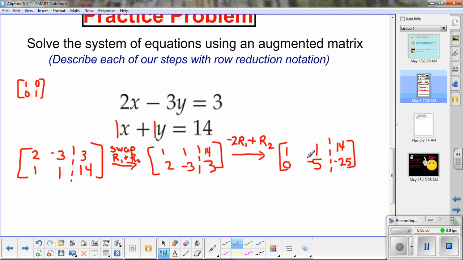The next thing we're going to do is try and get this to be a 1. If you take a number and multiply it by its reciprocal, you always get 1. So we're going to go ahead and multiply row 2 by the reciprocal of -5, which is -1/5.